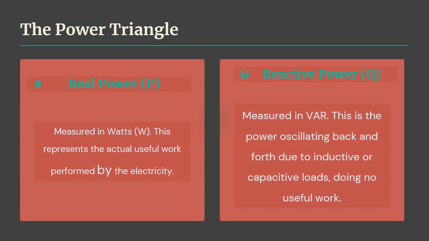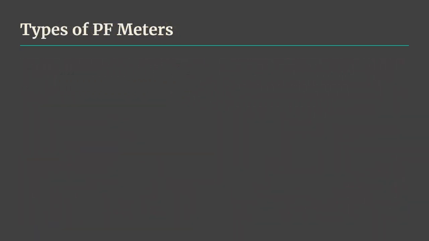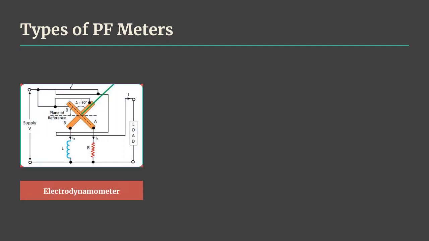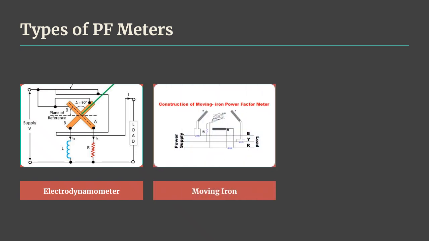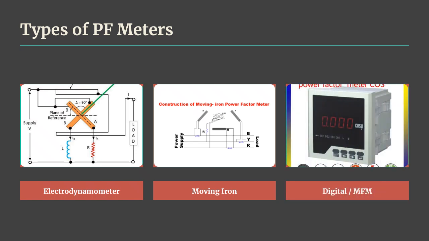Types of PF meters. Power factor can be measured using various instruments. Historically, the most common analog types were the electrodynamometer and moving iron meters. However, modern industrial environments now frequently utilize highly precise digital meters, often integrated into multifunction meters.